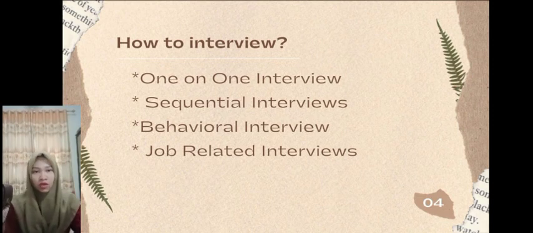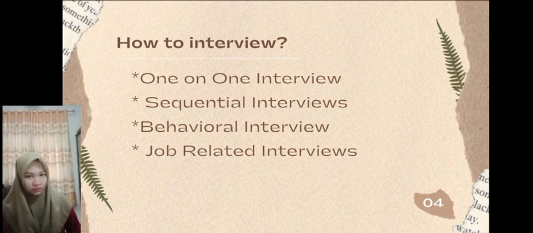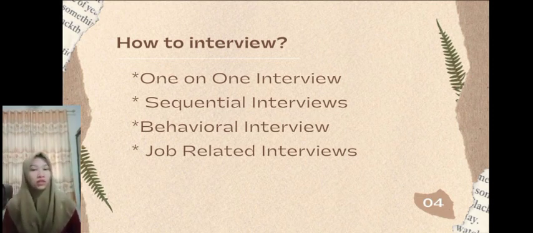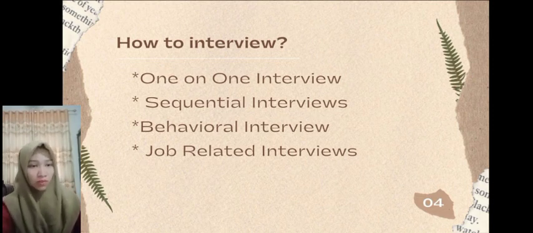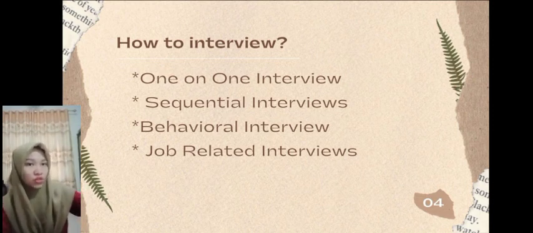Number 3, about behavioral interview. The questions asked are focused on the applicant's ability in responding to a situation that occurred in the past. And last, in this slide, job-related interview. The questions given do not revolve around a particular situation, but handle certain aspects related to the job to be filled. However, it is more focused on the applicant's abilities. Then this is about how to interview.